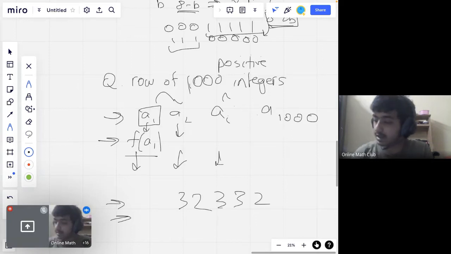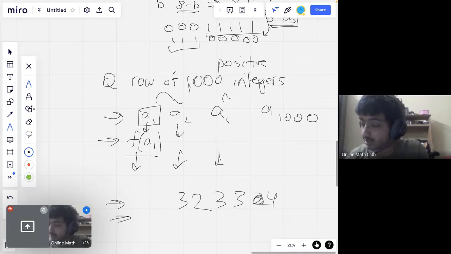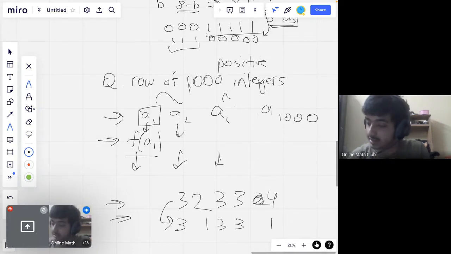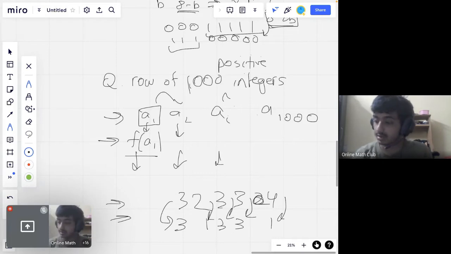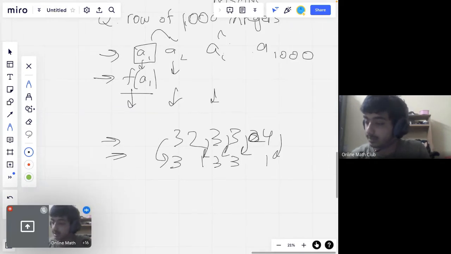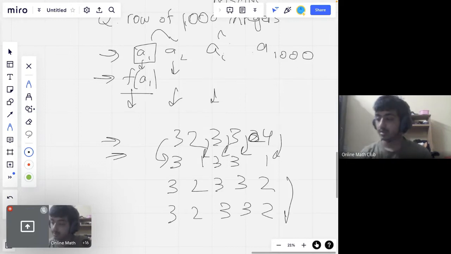Then you would replace, say, let's say this is not 2, this is 4. Then you would replace them by 3 1 3 3 1, because there are three threes, there is 1 2, that's three threes, and 1 4, right? And this will become 3 2, because there are two ones, 3 3 2, and this will stay constant after this, right? And you need to show that this happens for any row of numbers, right?